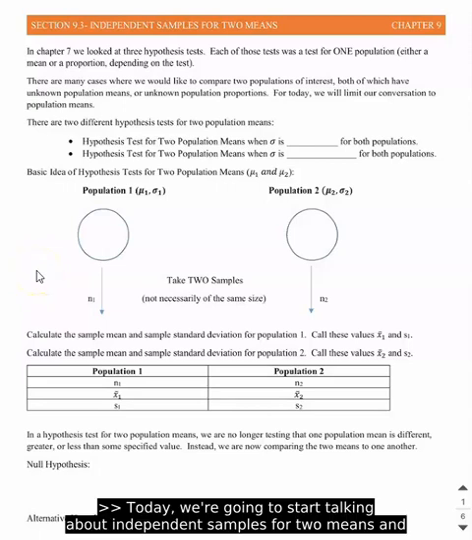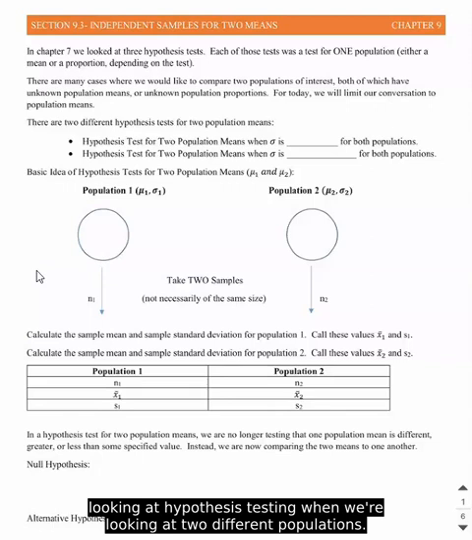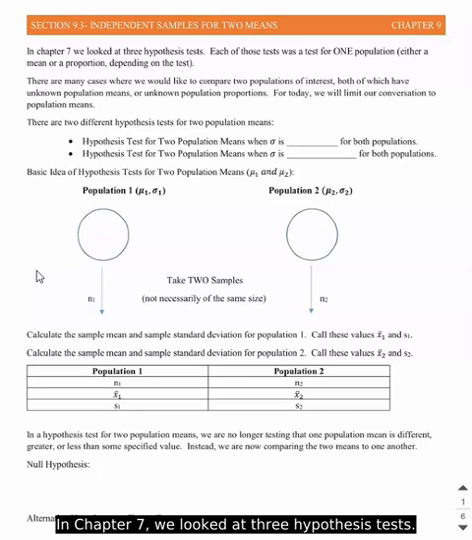So today we're going to start talking about independent samples for two means and looking at hypothesis testing when we're looking at two different populations. In Chapter 7, we looked at 3 hypothesis tests. Each of these tests was a test for one population, either a mean or a proportion, depending on the test.